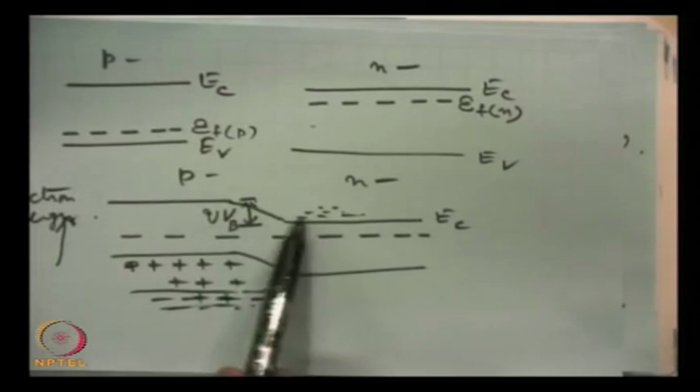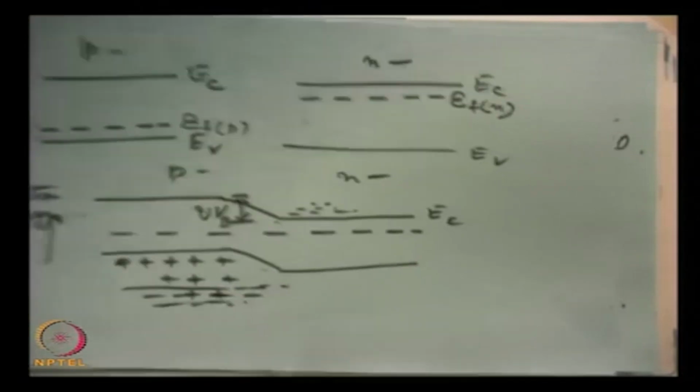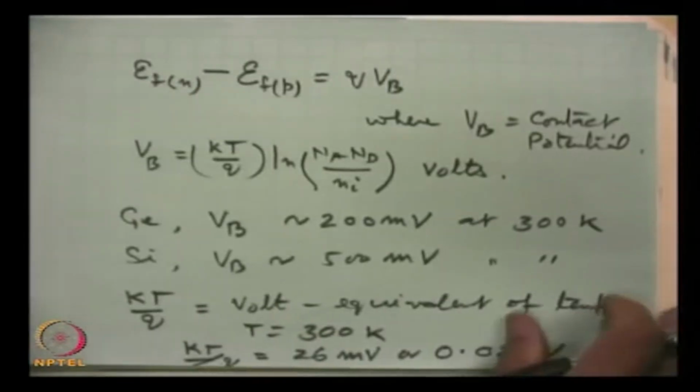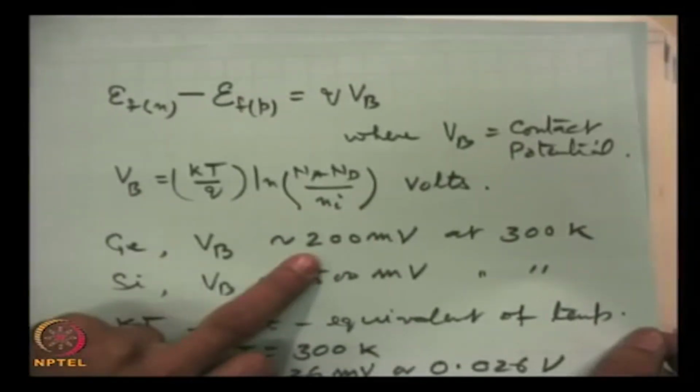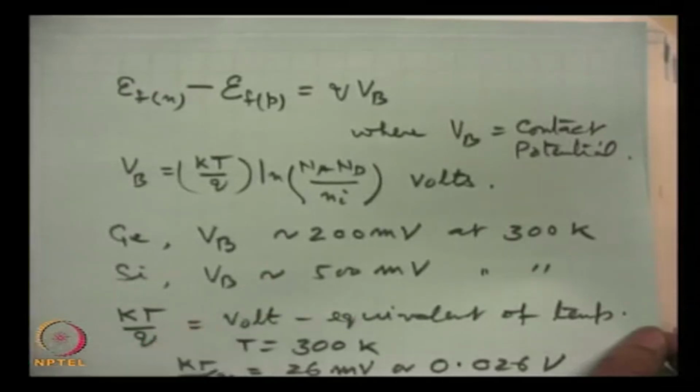So, we will remember that these are roughly the values of the contact potential. I have amply explained why the majority charge carriers in equilibrium will not be able to cross over, because they do not have energy equal to or in excess of this energy barrier height, and so the process stops here, and we get this contact potential equal to 200 millivolts for germanium and 500 millivolts for silicon.